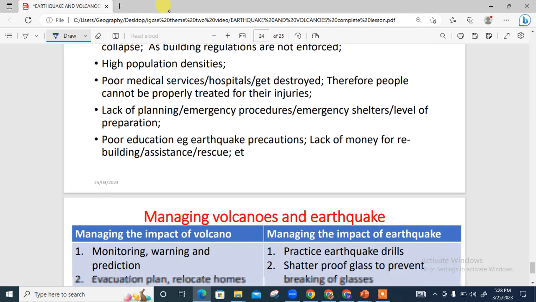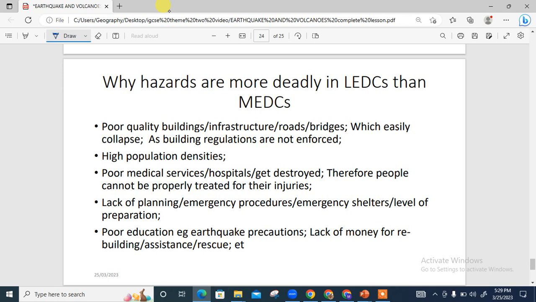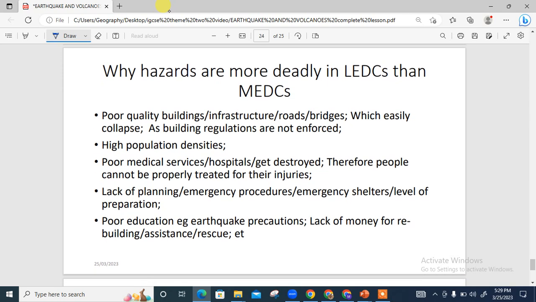Now, there is this usually popular question that comes out in IGCSE where they ask you why hazards are more deadly. Why is it more deadly in LEDCs than MEDCs? One of the reasons is obviously people die more in LEDCs from natural disasters than MEDCs, and these are some of the reasons. One is poor quality building infrastructure, roads, bridges, which easily collapse as building regulations are not enforced in LEDCs.